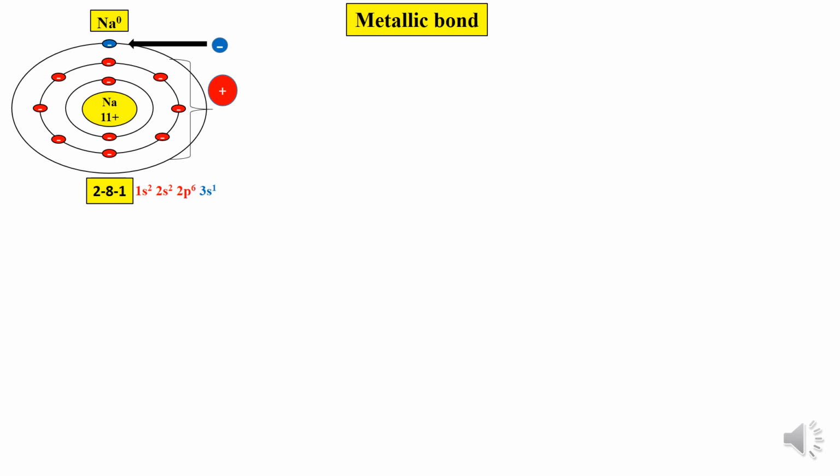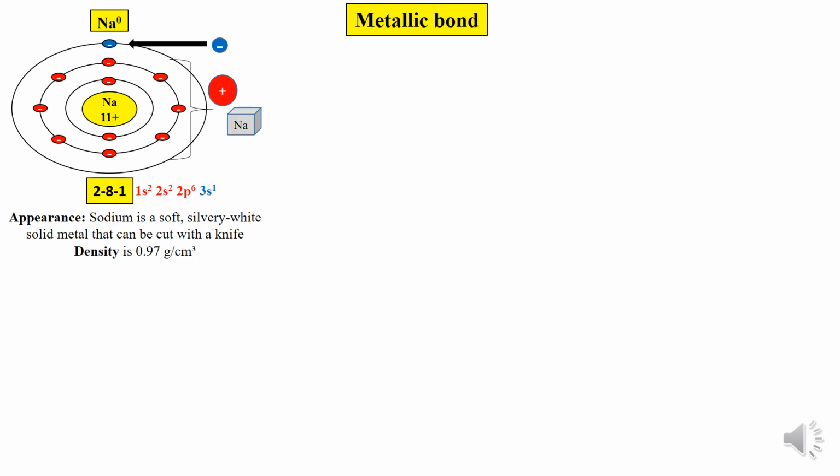Now what about the physical state or the physical appearance of sodium metal? Sodium metal is a soft, silvery white solid metal that can be cut with a knife. The sodium metal is so soft that it can be cut with a knife. And the density of sodium is 0.97 grams per centimeter cube. That is to say, it is less dense than water, and therefore sodium metal tends to float on water because it's less dense than water.